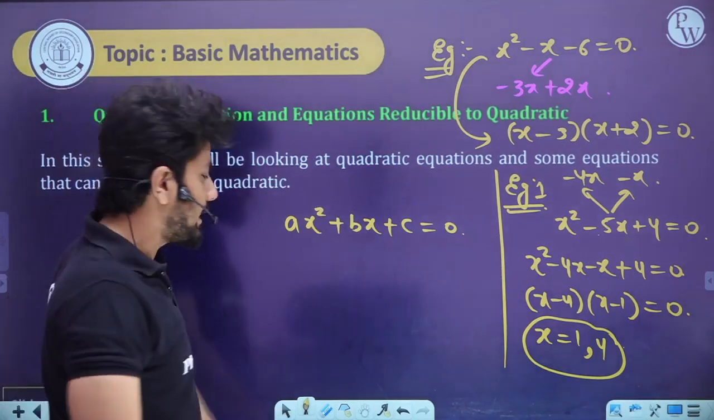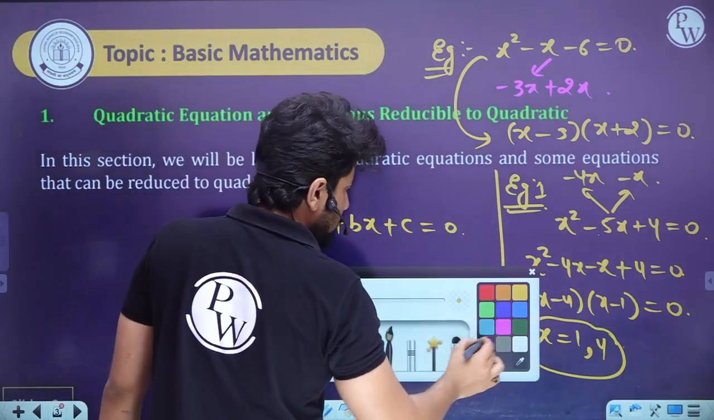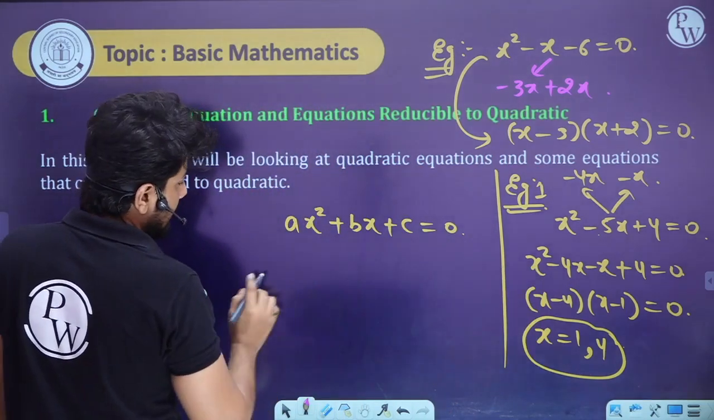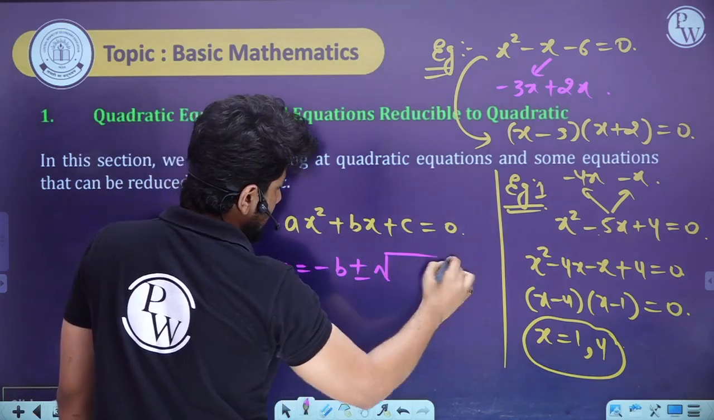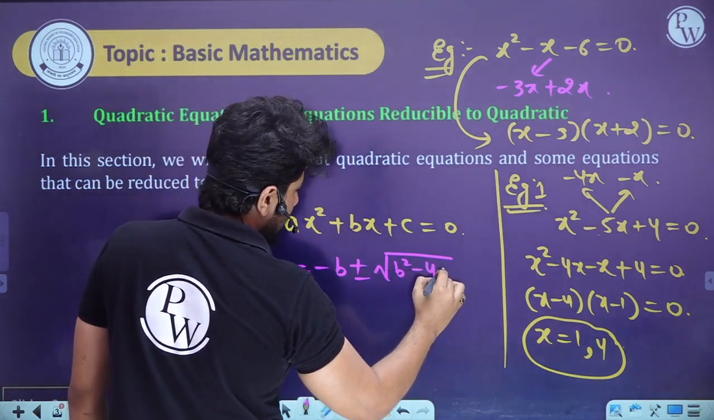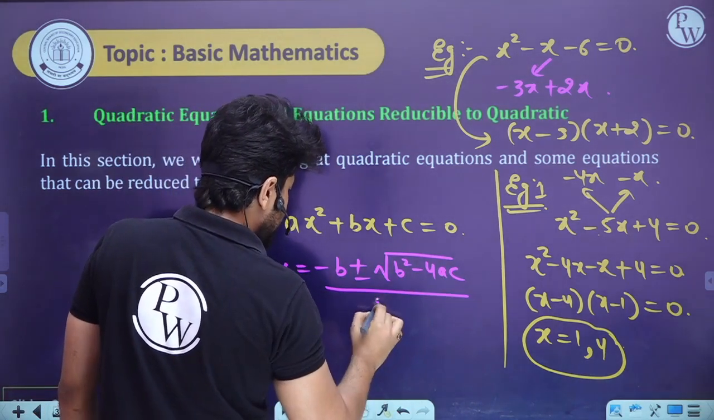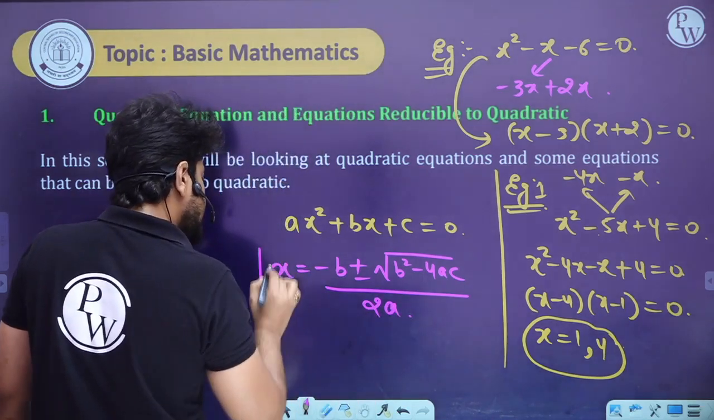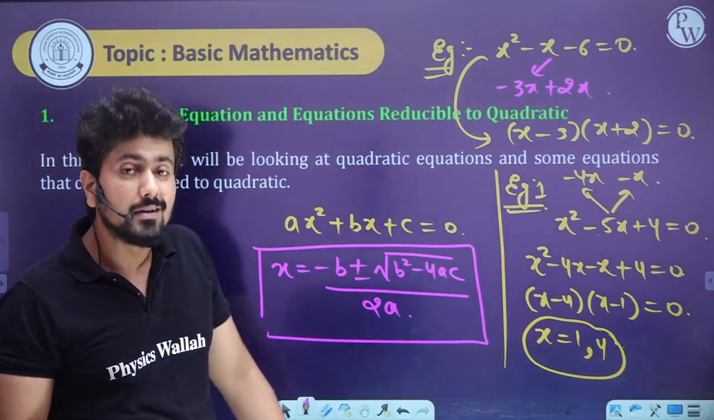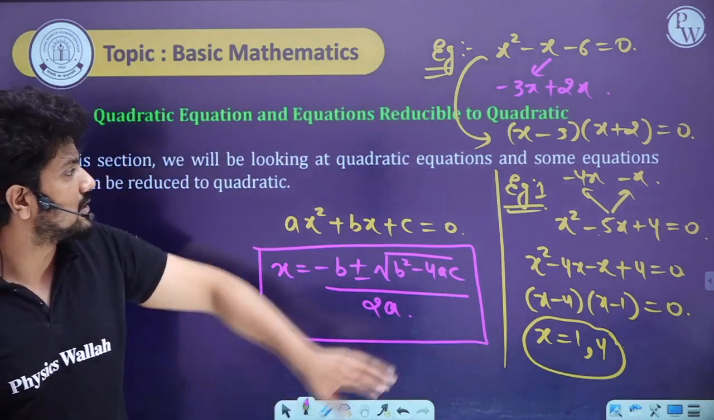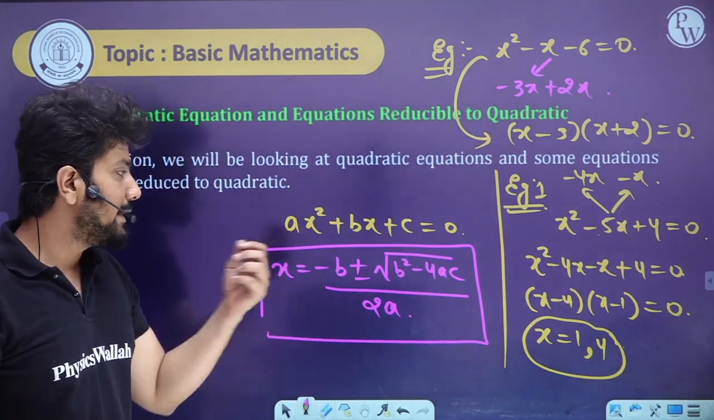And there is also a direct formula for that. The direct formula goes like this: x is equal to minus b plus minus under root of b square minus 4ac, divided by 2a. This is the direct value of x. Suppose the middle term splitting method doesn't work very well, we are going to be using this.